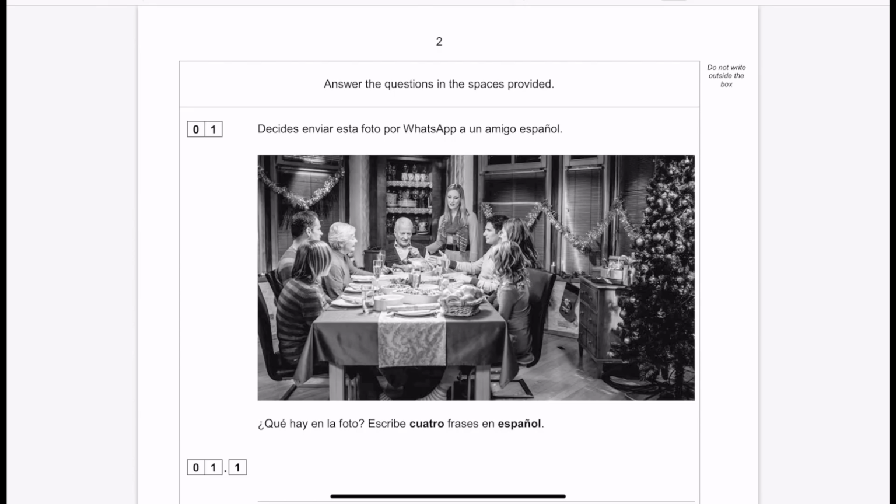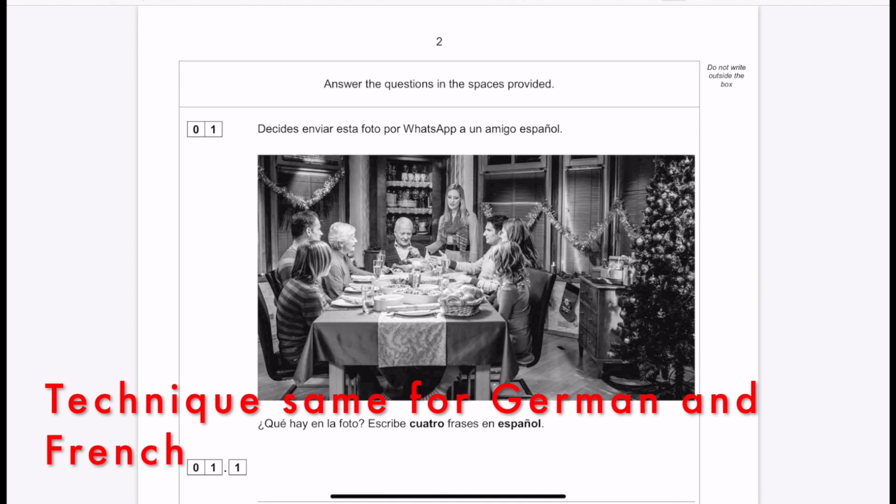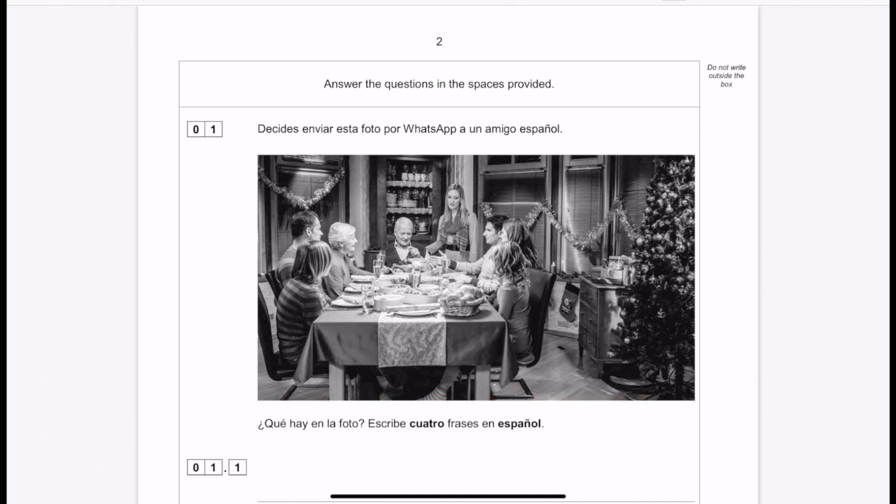Welcome to this really short tutorial on how to prepare for question 1 of the AQA writing exam for foundation tier. Now I'm going to be doing this in Spanish, but the theory is the same for German as it is for French and the other languages exams for AQA. This will be the first question that you find on the paper.